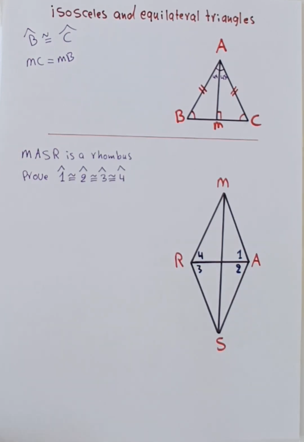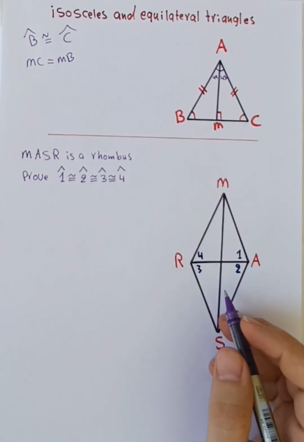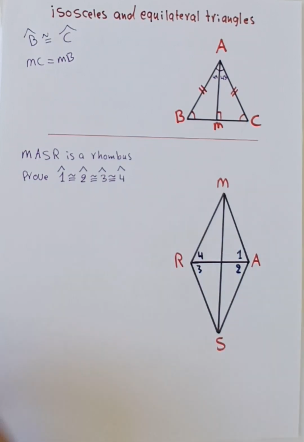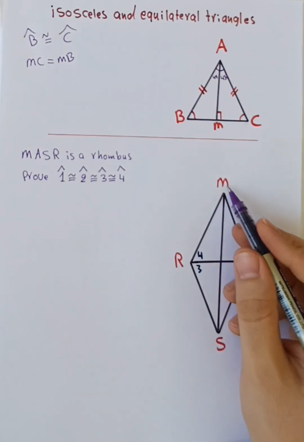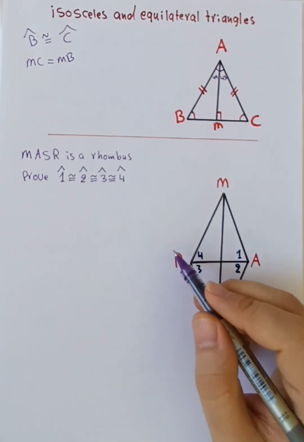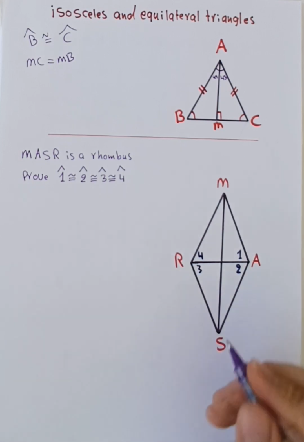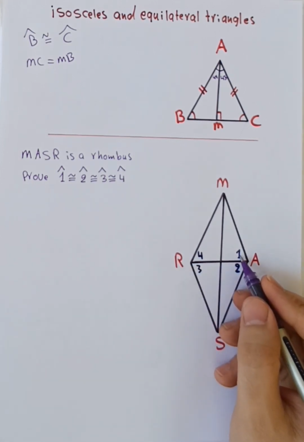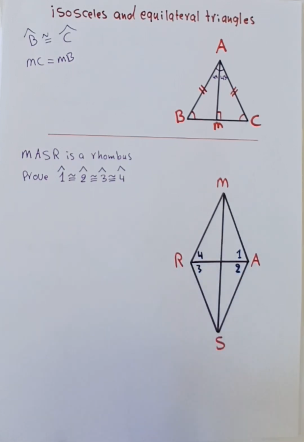After that, we have this example. For this figure, we have some information. MASR is a rhombus. We have to prove that the measure of angle 1 is congruent to angle 2, and the measure of angle 2 is congruent to angle 3, and angle 3 is congruent to angle 4.